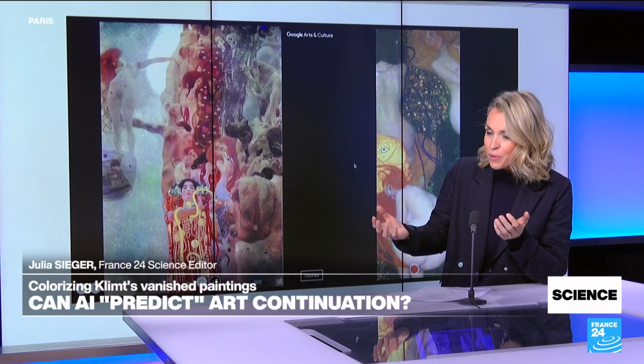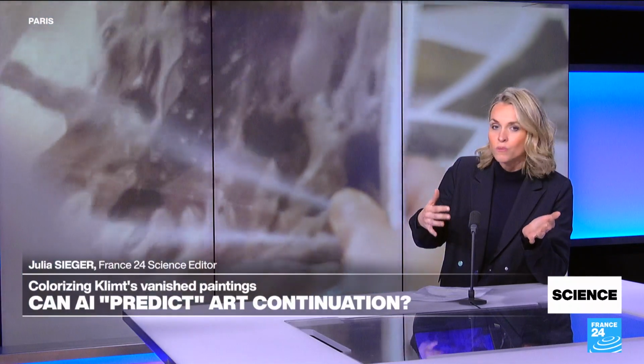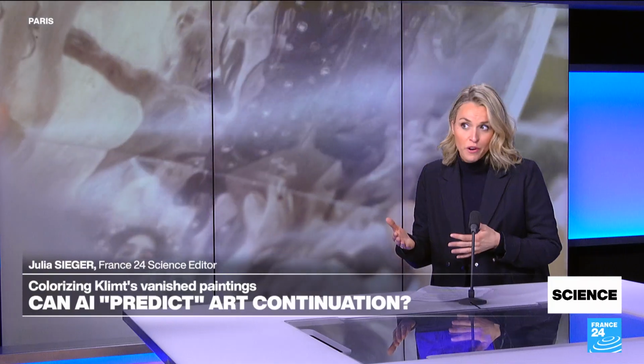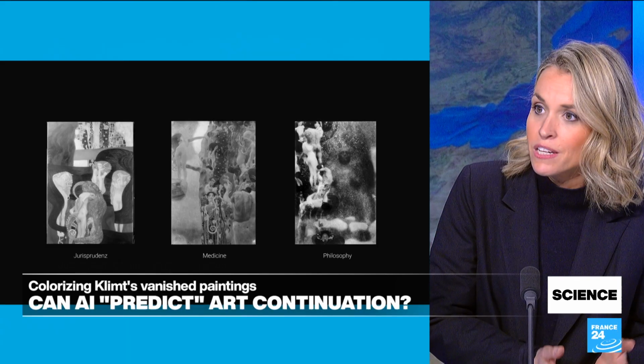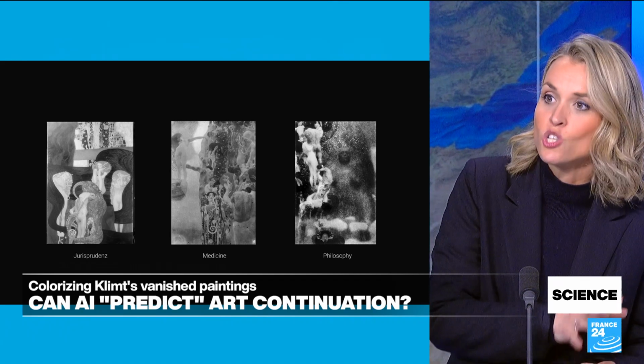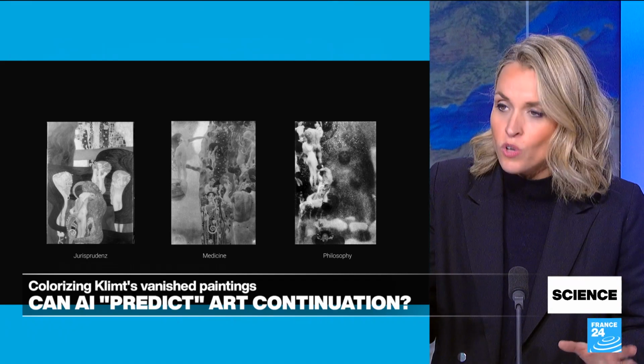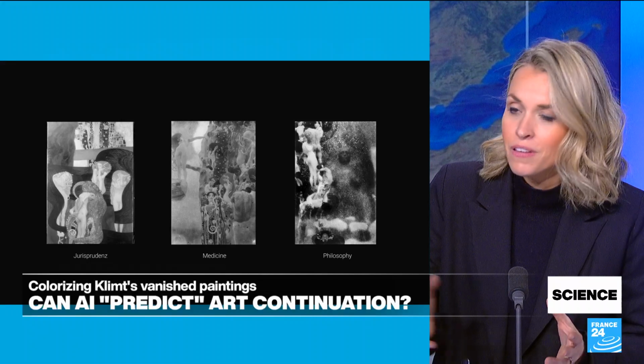They were never put up, and they were stored in a castle in Immendorf that was set on fire by the Nazis in 1945, right before the Red Army came. And so the only thing that we had about these paintings was a black and white photography. So what the Belvedere Museum and Google Arts tried to do is to use AI to reconstruct the color palette of those paintings.